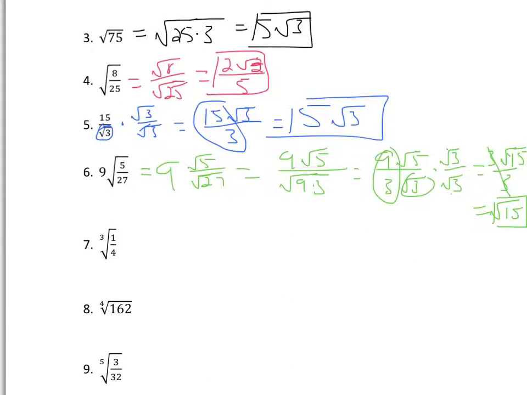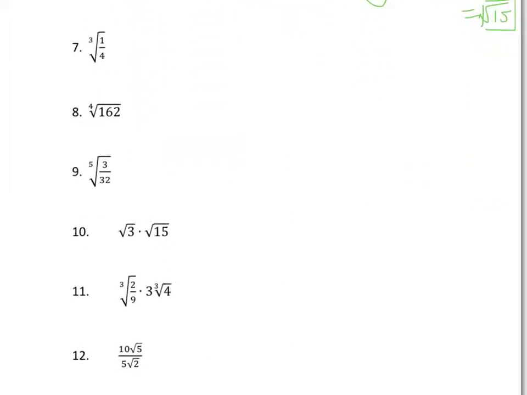Number 7, here's where we'll get to cube roots and do a little bit more with them. All right, so the cube root of 1/4 is equal to the cube root of 1 over the cube root of 4. Cube root of 1 we know is 1. Okay, so 1 over the cube root of 4. Now cube root of 4 we can't have in the denominator, so we got to get rid of it. Well, we know that 4 is the same as 2 squared.